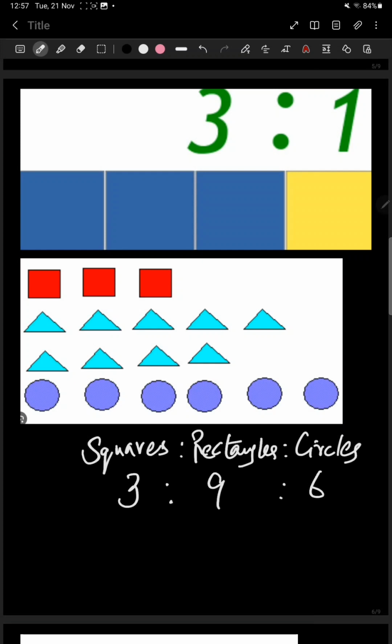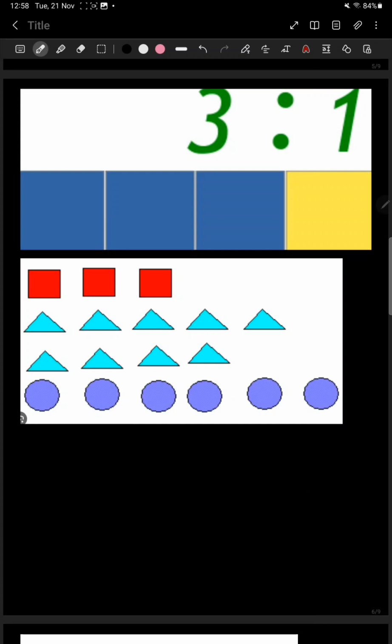So the ratio of these three quantities, squares to rectangles to circles, is 3:9:6.